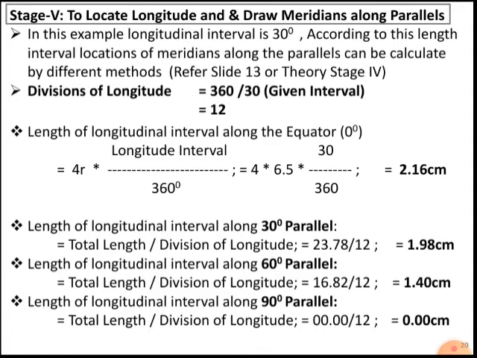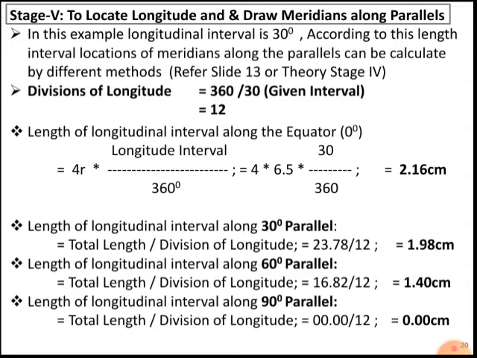In the same way, you have to find out the distance interval along the parallels to place the longitude on the 30 degree parallel, 60 degree parallel, and 90 degree parallel. On the 90 degree parallel, as it is a dot, there would not be any interval, so that is 0. Then 23.78 is the total length of the 30 degree parallel. If you divide by 12, you will get the answer 1.90 centimeter.